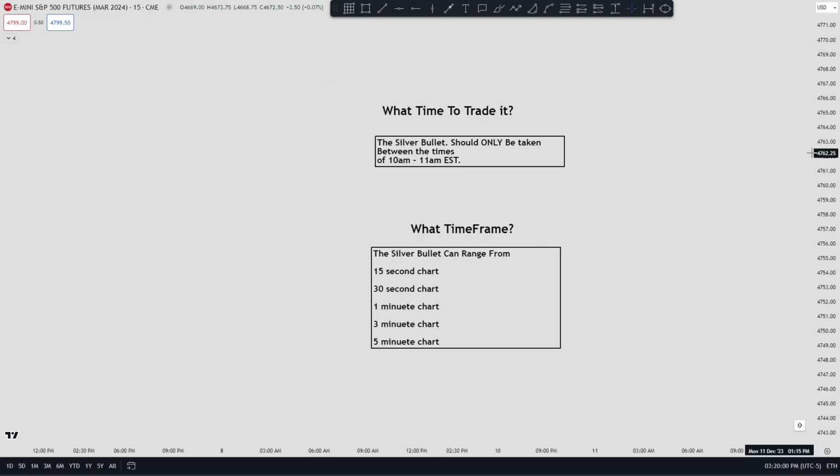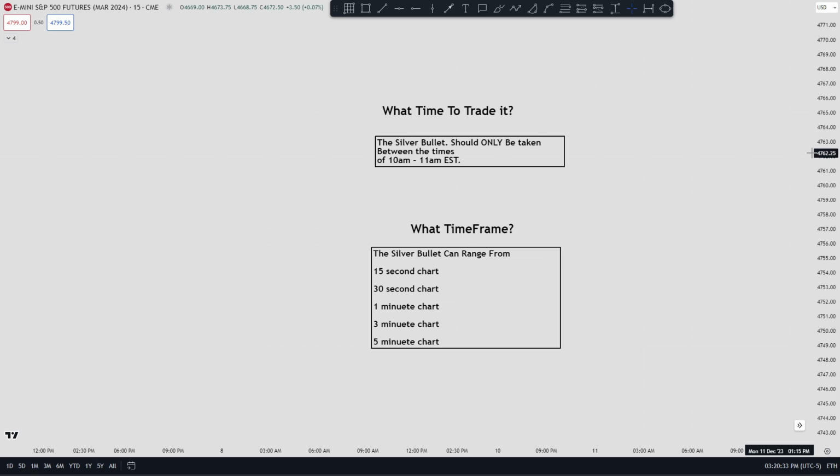Next, let's get into the engineering behind the silver bullet. So the first question we want to look at is what time to trade it. The silver bullet should only be taken between the times of 10 a.m. to 11 a.m. Eastern Standard Time. If you guys are living somewhere else, whether from another country or maybe another state, make sure to have it on New York time or EST. It has to be between 10 a.m. to 11 a.m. Nothing more, nothing less. It has to be within that time window.